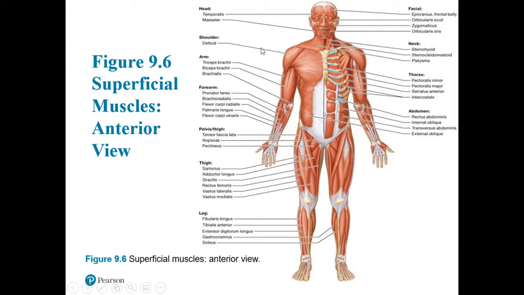Let's talk about the neck, because I think I skipped the neck here. We have a few superficial muscles of the neck. We have the sternohyoid, which is located in this region here. The sternohyoid connects to the hyoid bone, which we covered a few lectures ago. It's the only bone in the body that is not joined to any other bone.